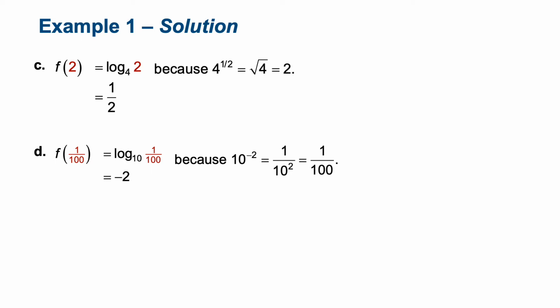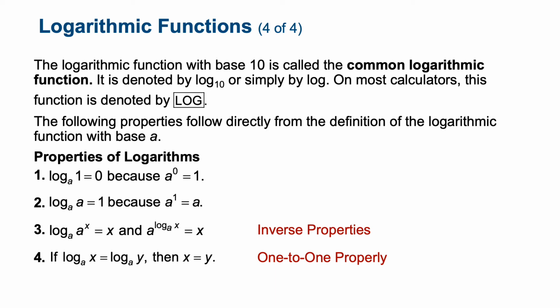Cool. So let's go into some super fun properties, right? The logarithmic function with base 10 is called the common log. You can either see it as log base 10, with a little tiny 10, or just log. When there's nothing written, the assumption is that it's 10. On most calculators, the function is expressed as just this log.